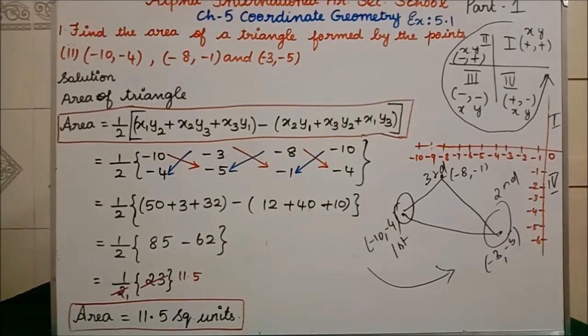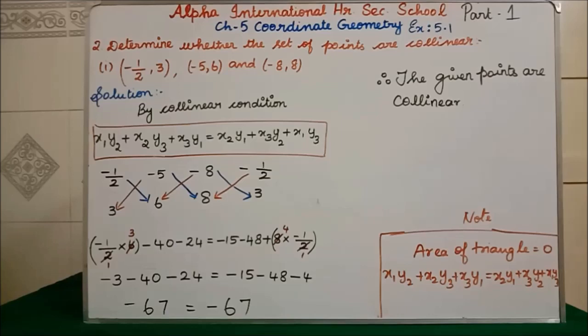Next we will do the second question. Second question we will see now. Determine whether the set of points are collinear. What they were given? Determine whether the set of points are collinear, we are going to determine. See students, collinear means what I have told you. In note I have written two conditions. What is the first condition I have written?